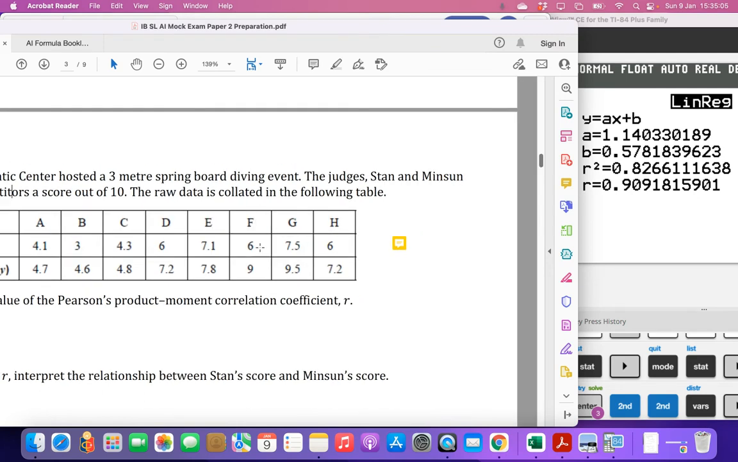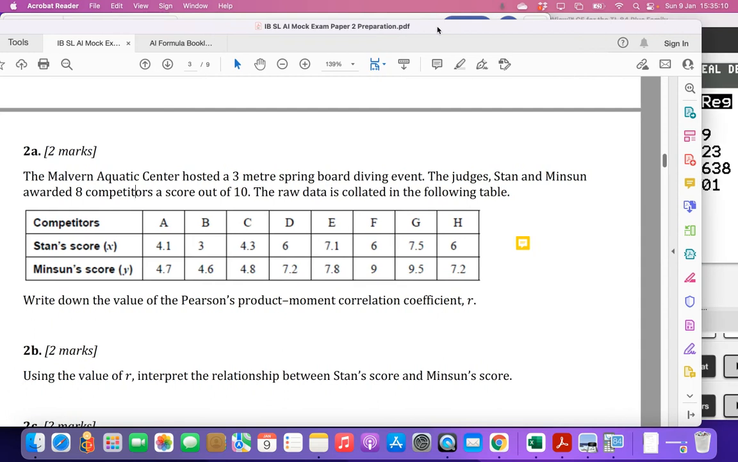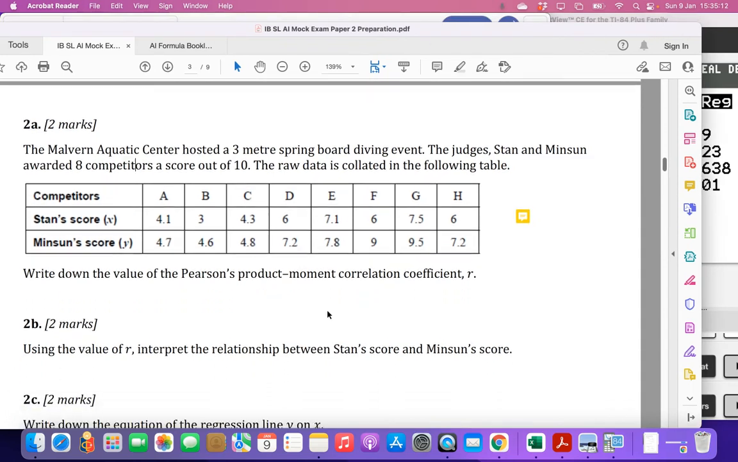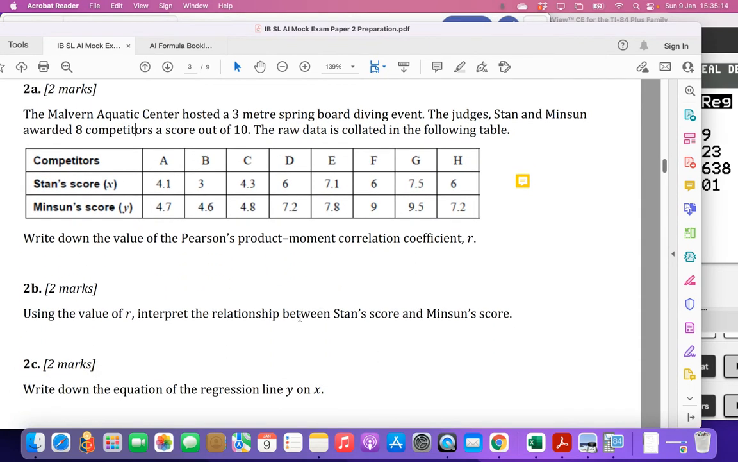Interpret the relationship. Is 91% good, bad, in between? It's a relatively strong positive correlation, because again the R value is positive, not negative. And it gives us that slope. That goes later. So Stan and Min Sun, strong positive correlation.